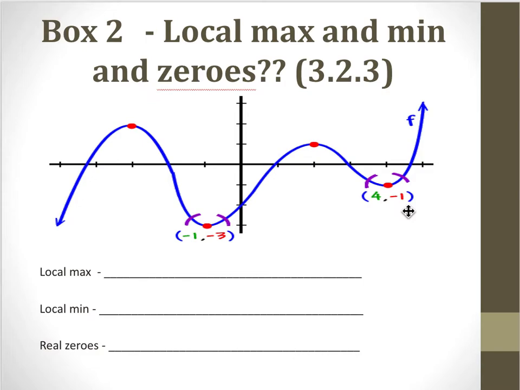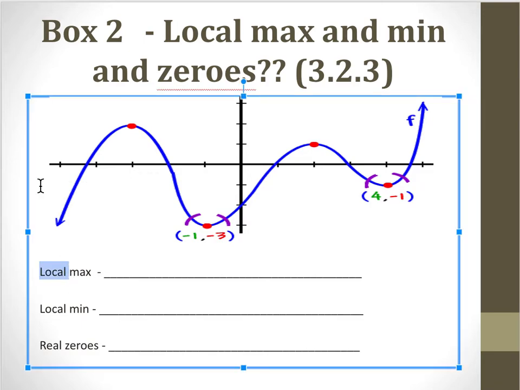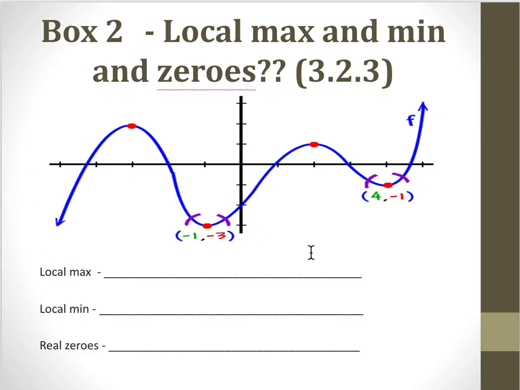For the second piece here, into box 2, we're looking at local maximums, local minimums, and zeros. So we're going to start by defining each of these three and then naming the examples of them for this function. So local maximums refer to the highest points in a given area. Local does not mean absolute. So we're not looking for the highest point overall, we're looking for the highest point in a given area.